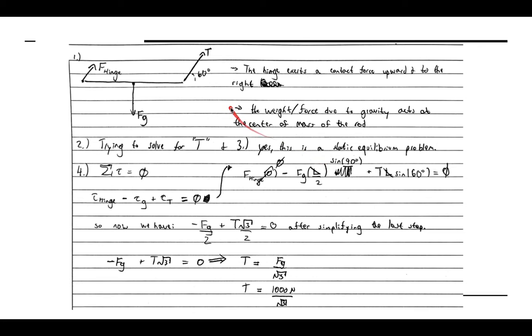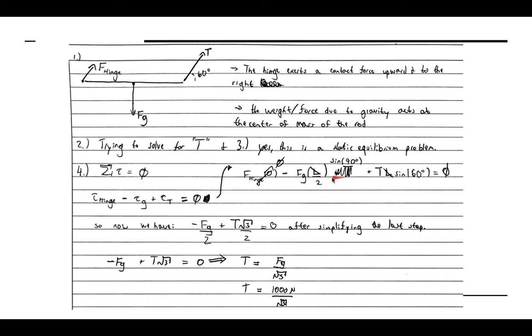And then lastly, we have the tension right here that acts at a distance L from our axis of rotation. Again, if this whole bar is a length of L and this is our axis of rotation, tension acts at length L. And then this angle that tension makes with our bar is 60 degrees, so we're going to have the sine of 60 degrees.